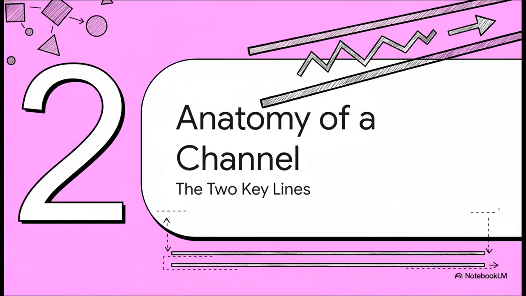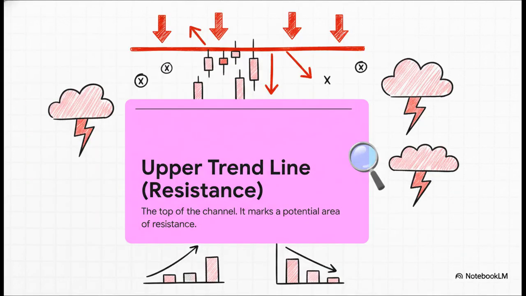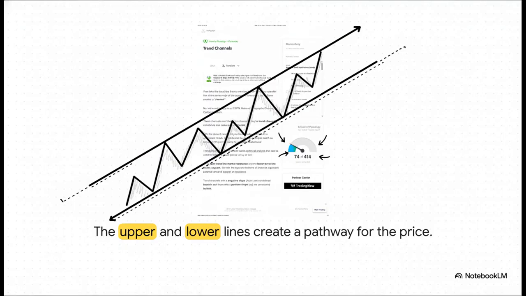To really get this, we need to break a channel down into its two core parts, and don't worry, it's actually really simple. First up, we've got the lower trend line. Think of this as the channel's floor. This is a potential support level. It's an area where buyers have historically stepped in, thinking the price is a good value, and that pressure pushes it back up. And on the flip side, you've got the upper trend line, which acts as the ceiling. This is a potential resistance level, where sellers tend to take profits or bet on a price drop, which in turn pushes it back down. So when you put that floor and that ceiling together, you get this clear pathway for the price. As the trend continues, you'll often see the price just bounce between these two parallel lines. It's pretty cool to watch.